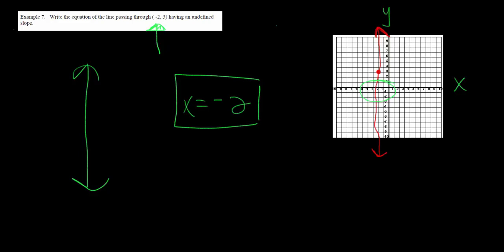So when you have a vertical line or an undefined slope, it's always going to be x equals. There are no y's in this equation because we don't cross the y-axis. It will always be x equals, and it will be the x value of the point that you're given.